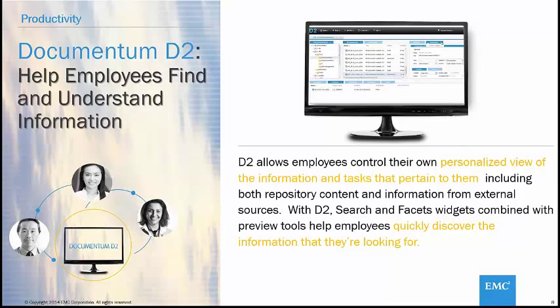So, obviously, one of the biggest things that we want to provide in a content library solution is that we need to make employees able to find the right kind of content and glean meaning from it as quickly as possible. So we have a personalized space where we're able to use D2 with searches and facets, and we'll talk a little bit more about the facets later on, combined with preview tools, so you can zone in on the information that you're looking for very quickly.